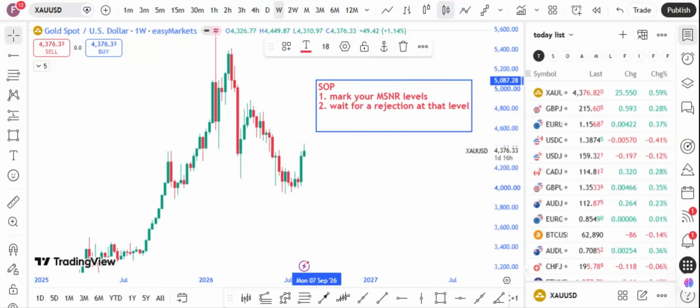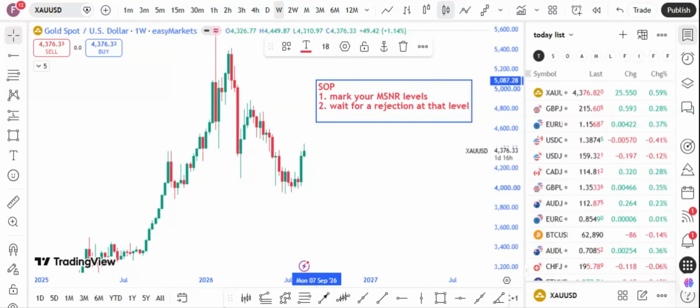There are two things that happen at a Malaysian support and resistance level: either a breakout or a rejection. If you want to buy or sell, you're looking out for a rejection. If it breaks out, that's why it's good to wait. It means that particular area is invalid and no longer valid for a buy or sell.